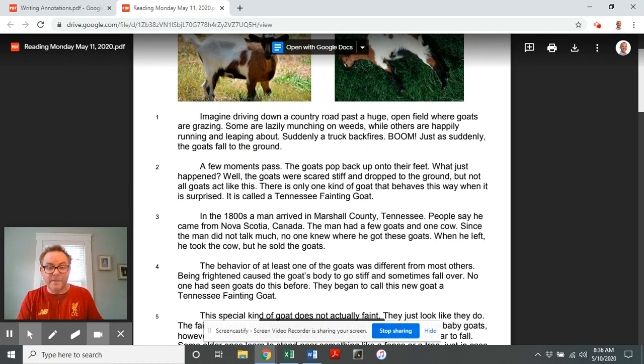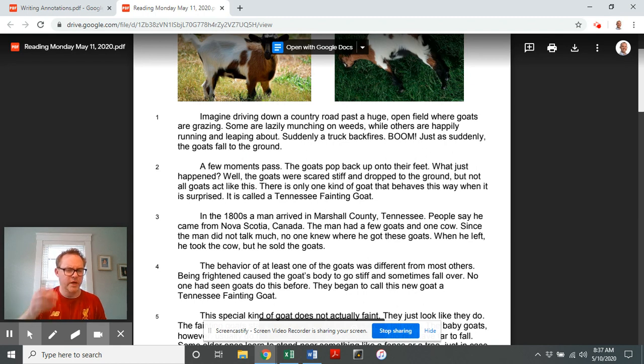In the 1800s, a man arrived in Marshall County, Tennessee. People say he came from Nova Scotia, Canada. The man had a few goats and one cow. Since the man did not talk too much, no one knew where he got these goats. When he left, he took the cow, but he sold the goats.